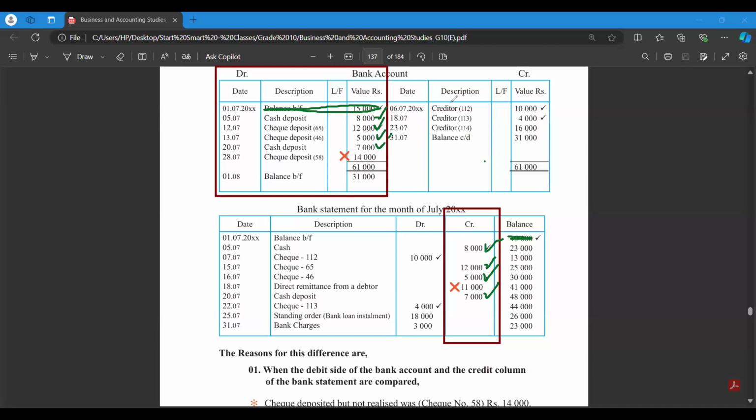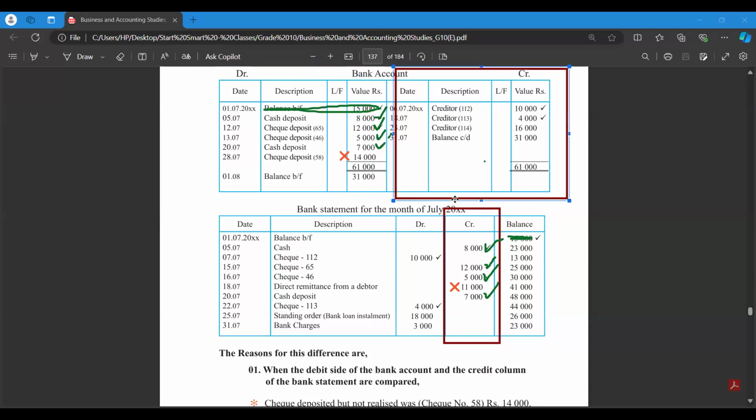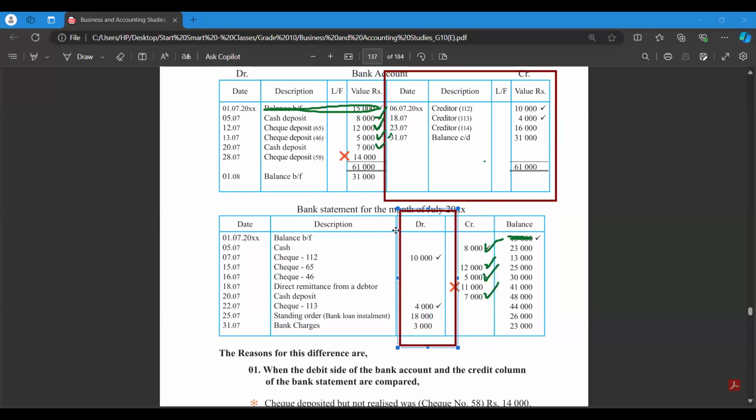Okay, that's great. So what do we do next? Are we done? What do we do next? Come on, guys. What do we do next? Now, we have to compare the credit column with the debit column. Exactly, there we go. Awesome effort. So we start comparing the other way around. The credit column of your bank account with the debit column of your bank statement. There we go.